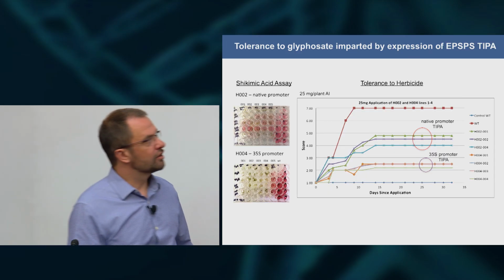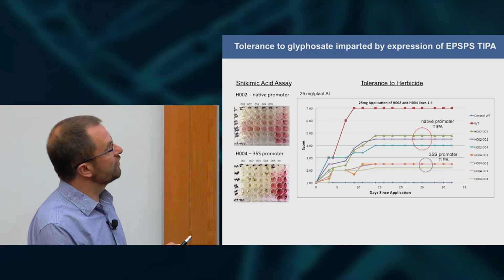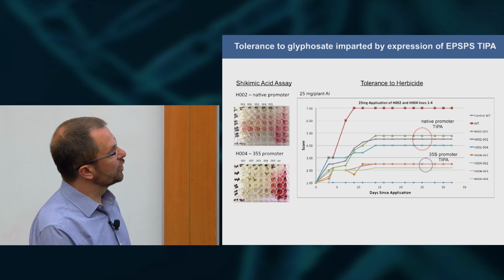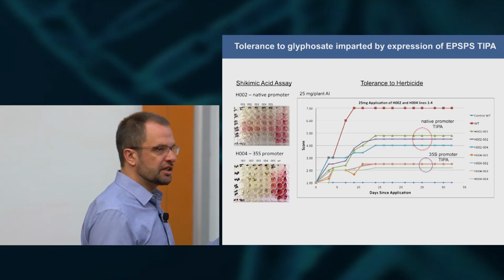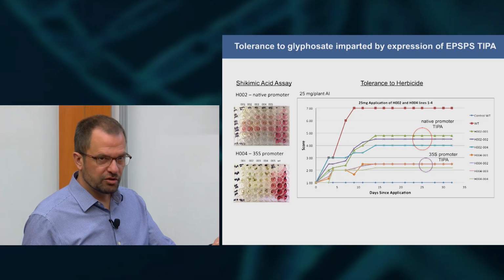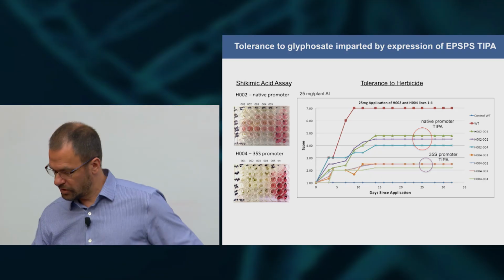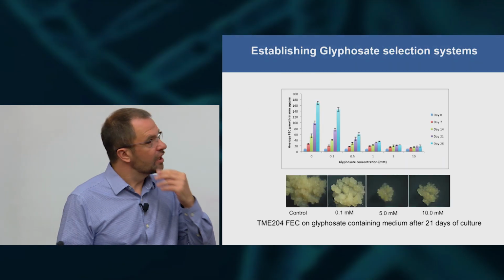And so that's just quantified here. The score is 7 is dead and 1 is unaffected. And our wild-type plant is dead after treatment after a few days. And the native promoter does less well than overexpression. So what we learned from this is we need to do 2 gene edits. We need to introduce the mutations of interest and overexpress our target locus. And that's what we've been in the process of doing.